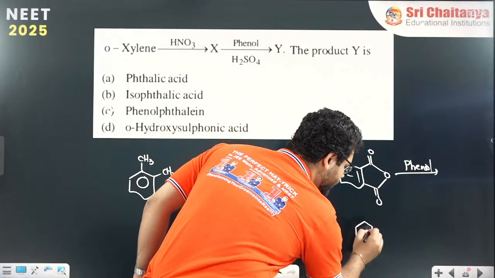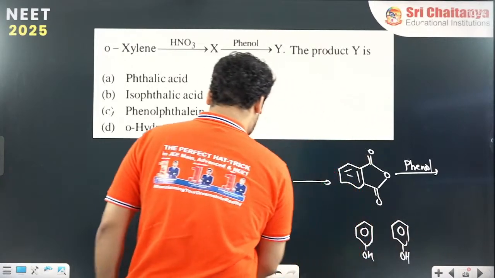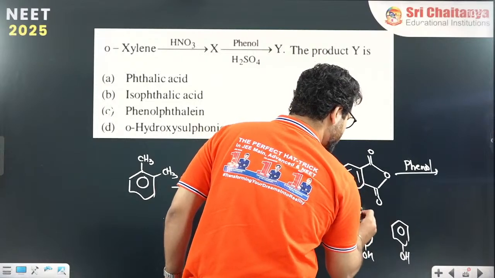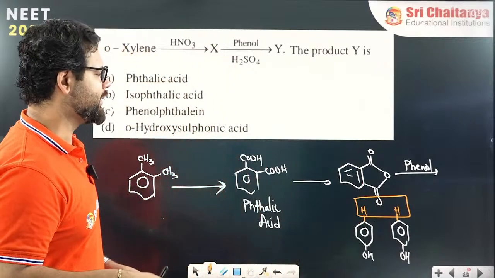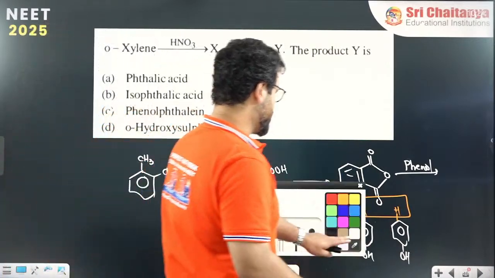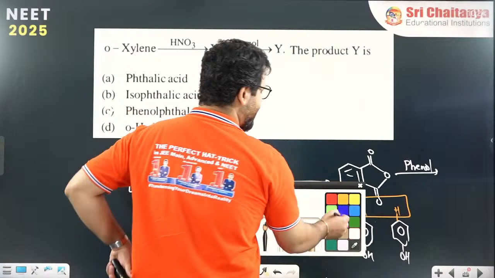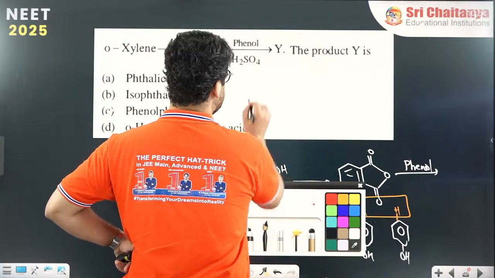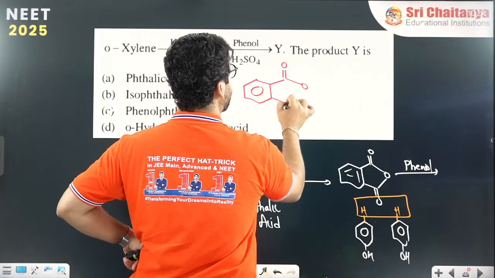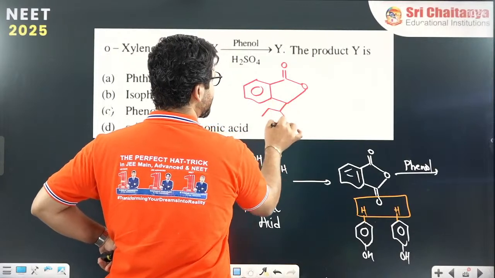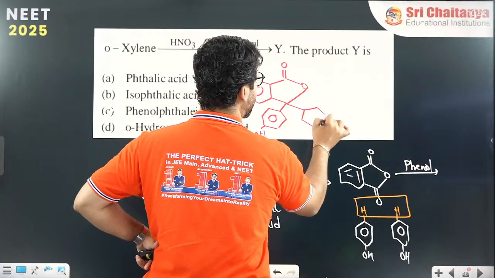Take 2 phenol and then remove water from the para hydrogens of phenol. So 2 protons from here, 1 oxygen from here, remove it like this. 2 phenols will hang at the bottom of phthalic anhydride, something like this. This is phthalic anhydride. Here 1 phenol will hang like this, and 1 phenol will hang like this.